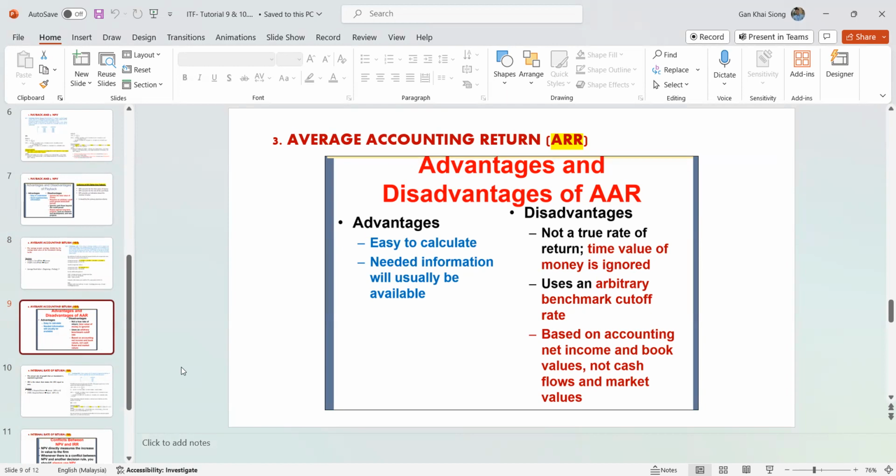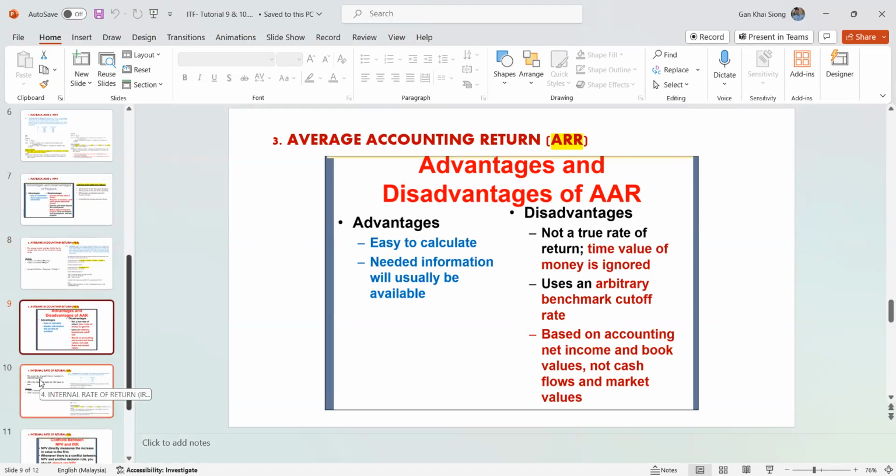And it is very random. How do you come up with the cut-off rate? One more thing also is that just now we looked into it in terms of book value, not market value, so it's actually quite inaccurate as well. Okay, so these are the pros and cons of AAR.